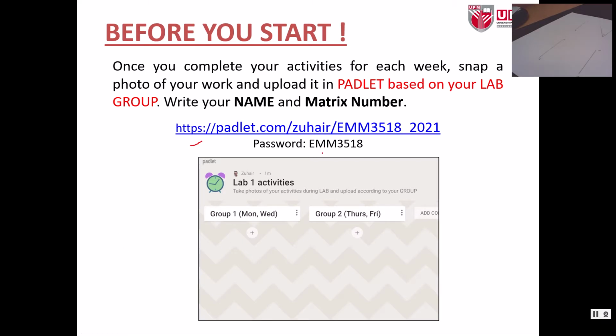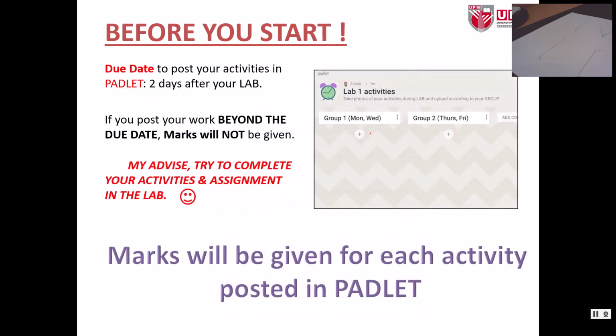And the password is EMM3518. And don't forget to include your name and your matric number as well. So the due date to post your activities in Padlet is 2 days after your lab. And I'm going to give marks. If you fail to do so, you're not going to be given marks for that.